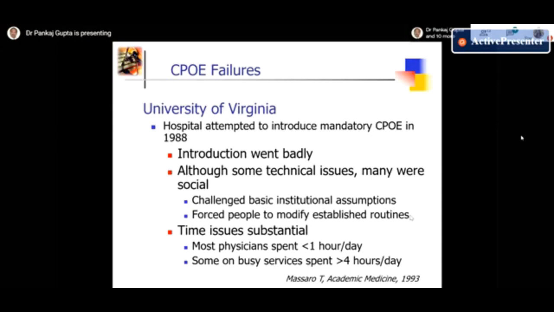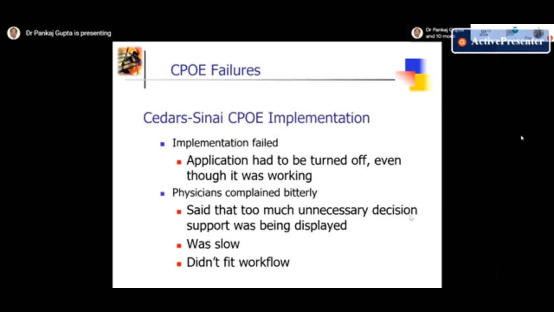Another one is Cedar Sinai Hospital. Cedar Sinai actually went through another sort of problem. They said it was slow, and the workflows are taking more time. So if I was taking 10 minutes per patient, now I'm taking 20 minutes per patient. That happens because when you change the workflow, when you change the process, it takes a while for the physicians to get used to it, and the productivity comes back, but initially the productivity gets hit.